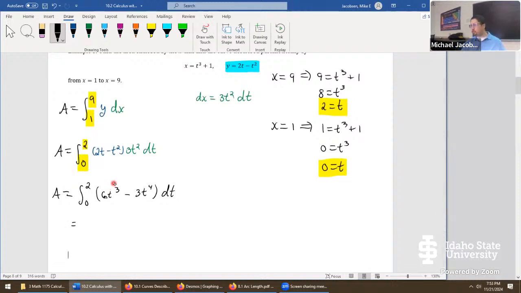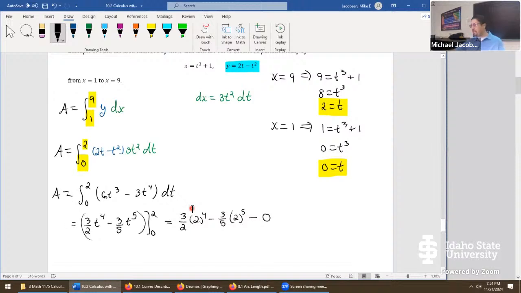Antiderivative of 6t cubed should turn into new power 4. 6/4 becomes 3/2 t to the 4th power. Over here, a little bit easier, you just take negative 3/5 t to the 5th power. This whole expression is evaluated from lower limit 0, upper limit 2. So we have 3/2, 2 to the 4th power, minus 3/5, 2 to the 5th power. Let's put in minus 0 just to make sure we didn't leave off the lower limit of integration.